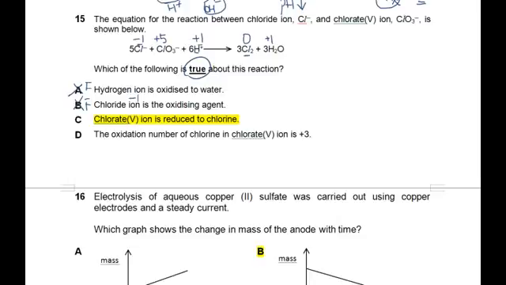Let's look at D first. The oxidation number of chlorine in the chloride ion is +3. No, this is quite an easy statement to distinguish, because we already told you that it is chlorate, +5. So it's chlorine +5. So how can we say that it's +3? Immediately that is out. Chlorate(V) ion is reduced to chlorine. That is true, because chlorate has a +5 oxidation state, and it is reduced to 0, which is less positive than +5. So C is true, D is false. So the answer is C.